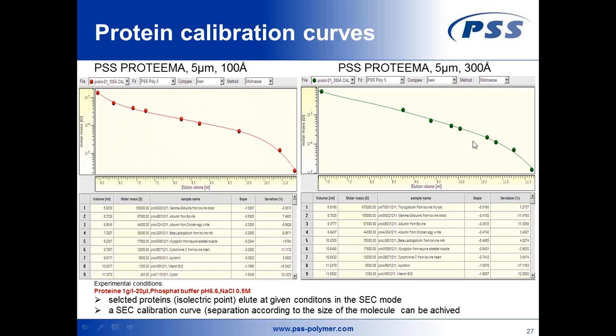A selected set of proteins having more or less comparable isoelectric points under the given conditions can be used to create SEC calibration curves in order to get molar mass estimations or information about unknown proteins. So again, you have to improve your methods in order to get the molar mass information, or the SEC conditions, as pure SEC separation according to size and no interaction.